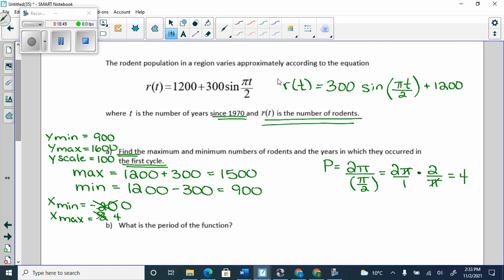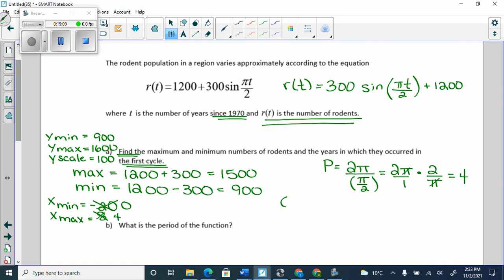So let's find the maximum. Second, trace, max. You see how it's better to make an appropriate window than just randomly guess and hope you can see it? That's never a good situation. That was me in high school. It's not good. I'm bad at windows.